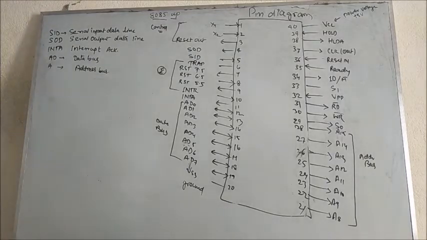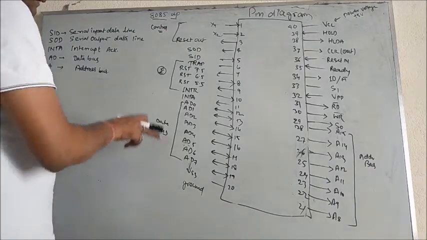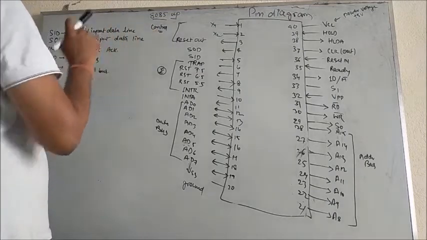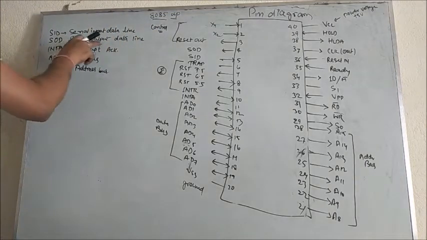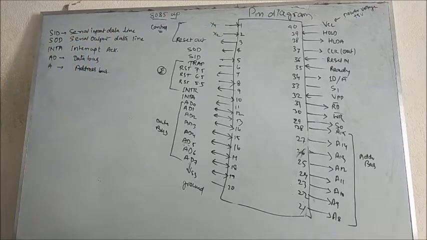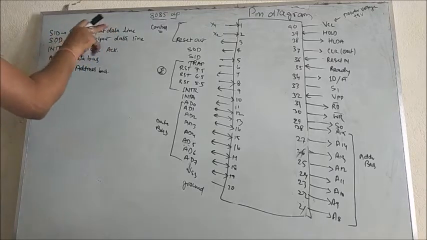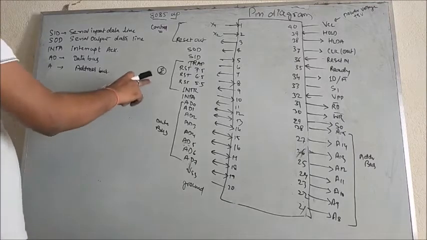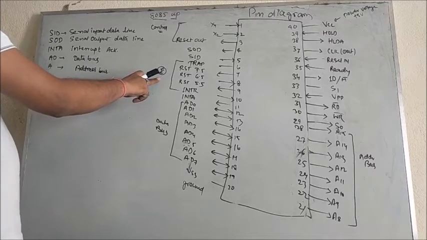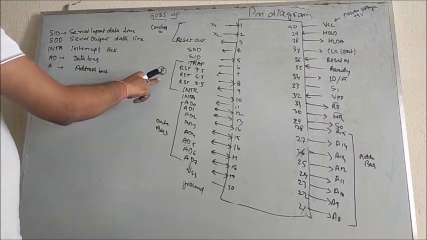Next, 2 pins are SOD and SID. What is SOD and SID? SOD is nothing but serial output data line, right? And SID is serial input data line. That I will let you know after this description of the diagram. Next, after this, there are 5 interrupts. Here I have written them in short form. This is known as your interrupt, right?